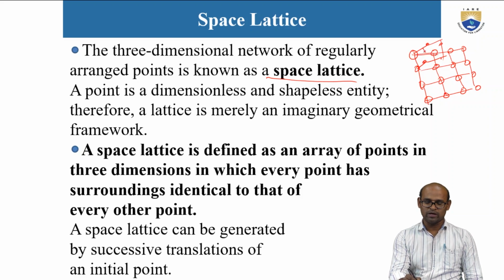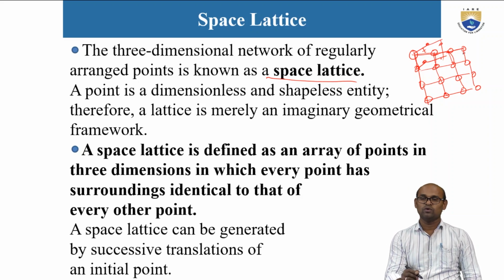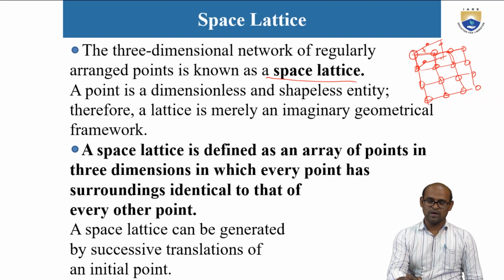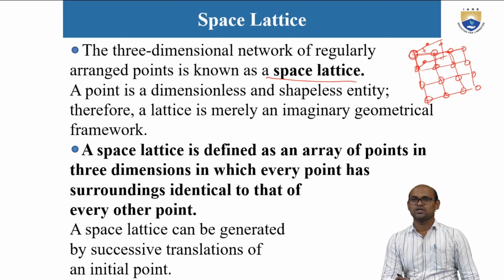Why am I saying regularly arranged points? The distance between any two of these lattice points is the same. That is the reason why I am saying these are regularly or periodically arranged points, and such a network in three dimensions is called a space lattice. What are these? These are the points that represent the mean positions of atoms.